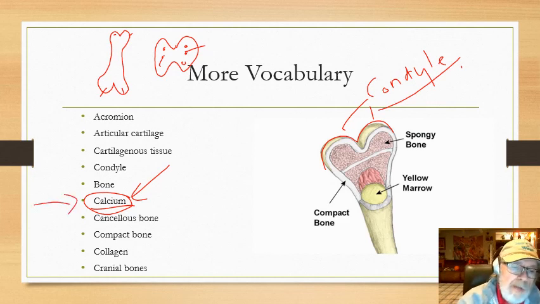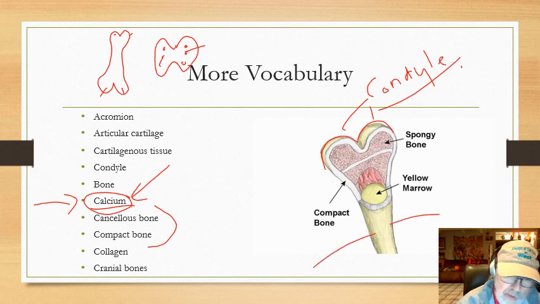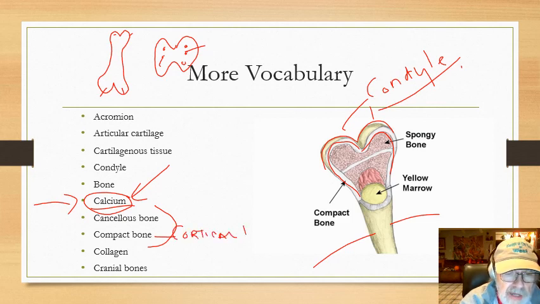Okay, we have a couple different types of bone here. One's called cancellous and one's called compact. Now, let's say this is what we call a long bone. A long bone has a shell on the outside, and that bone is really dense, very hard. That's what we call compact bone. Compact bone is also called cortical bone. Sometimes you'll see it as cortical. A compact, dense bone.